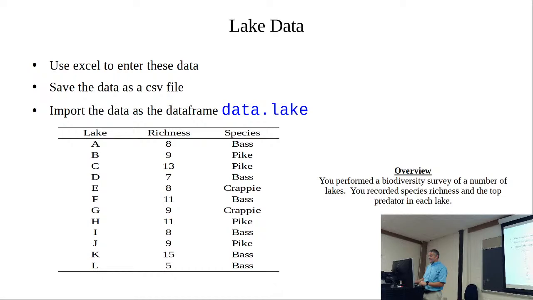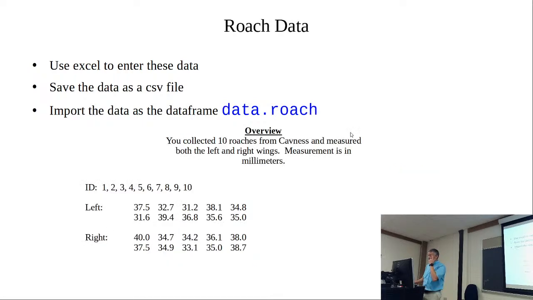Alright. If you get it, the next one is roach data. So now this is presented in a slightly different way, but we still have to abide by our rules. One column per variable. What's your error?